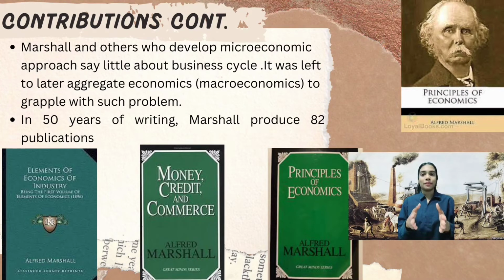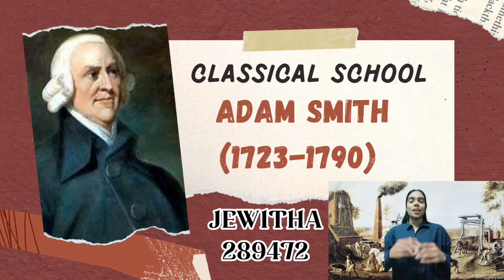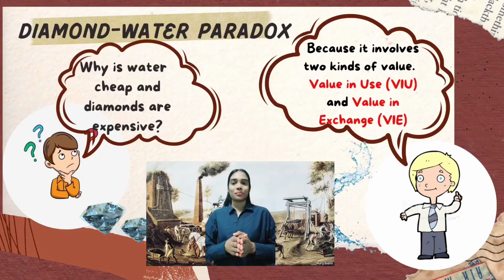It was left to later aggregate economics, macroeconomics, to grapple with such problems. In 50 years of writing, Marshall produced 82 publications. Those below are examples of it. The founder of the classical school, Adam Smith, will then be the topic of our discussion. Let's now explore Adam Smith from the classical school's value theory.